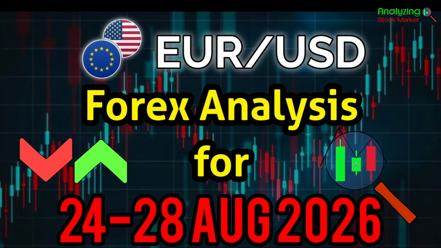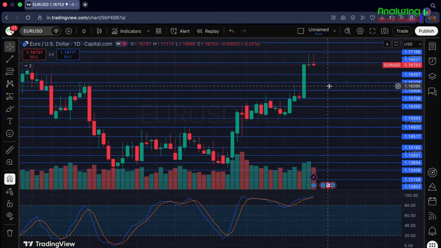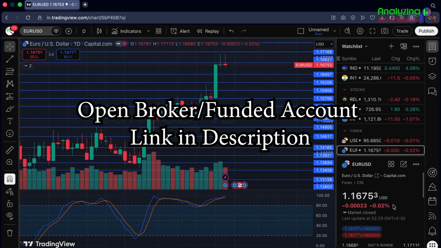So today I'll be talking about the EUR/USD pair and we'll do the Forex analysis for 24th to 28th August 2026. So let's go straight to the chart. First, let's see what happened in EUR/USD on Friday. As you can see, on Friday we saw a 0.02% negative move. 1.16753 is the closing here.